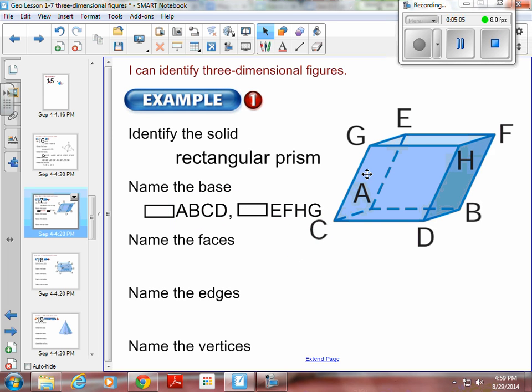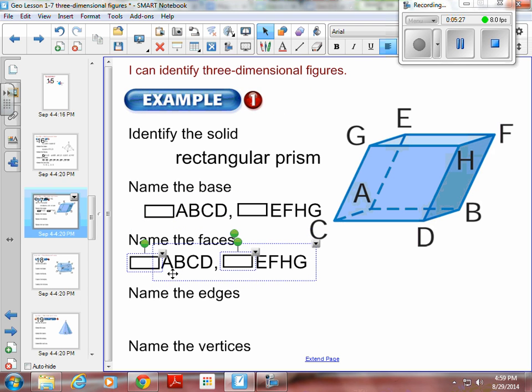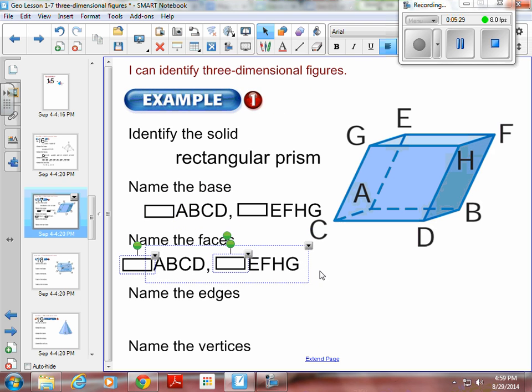Okay. So in this case, I'm going to assume that those two are my bases, just because it's sitting on this. I could have listed the two sides this way as my bases, or I could have used the front and the back as my two bases. Name the faces. Okay, so now I got to name all of them. So I've got these two that I already did. So I'm just going to place those down here. And then I've got 4 more to name. So I've got another rectangle.